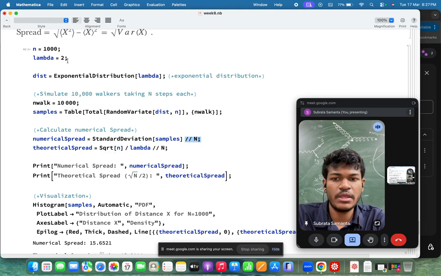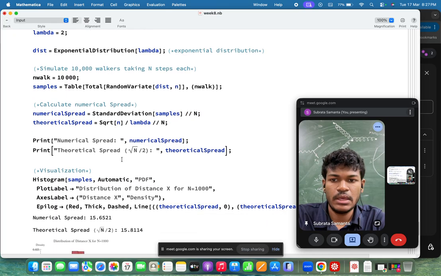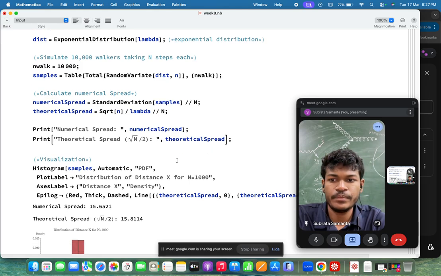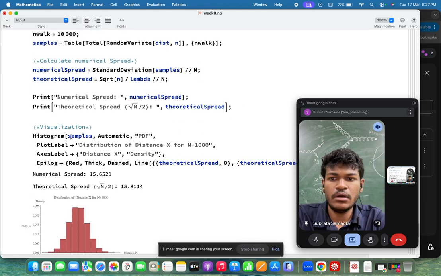So, in this case lambda is 2. So, this is basically square root of n over 2, and we print these two values. This is the numerical spread that is calculated from this sample, and this is the theoretical spread, square root of n over 2. And we also draw a histogram for this.